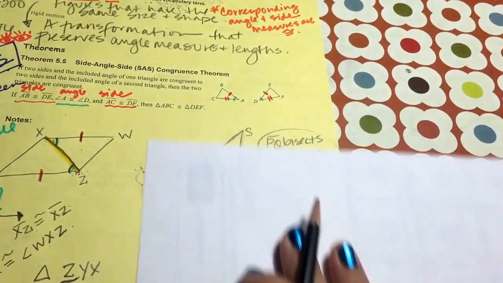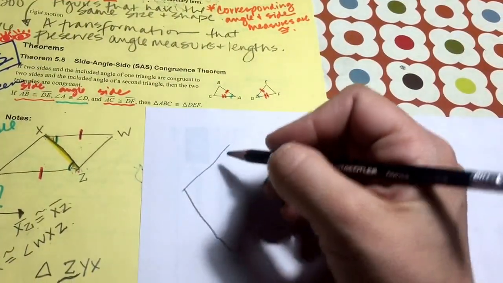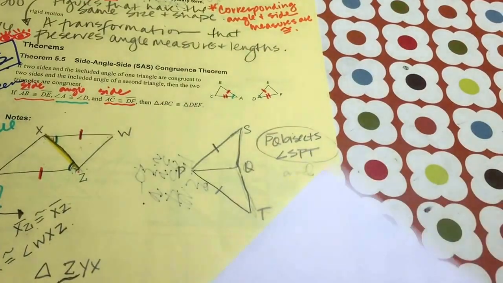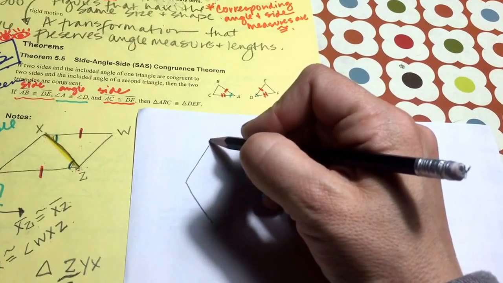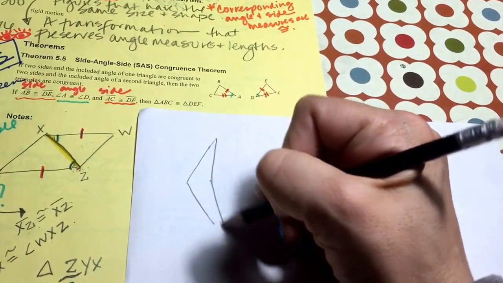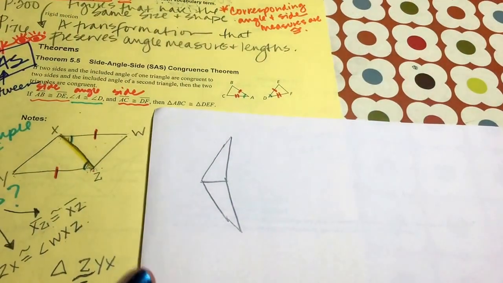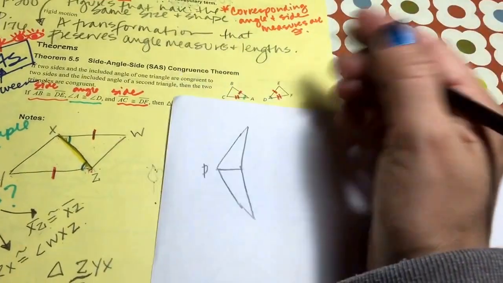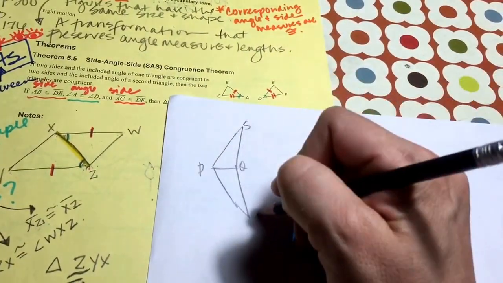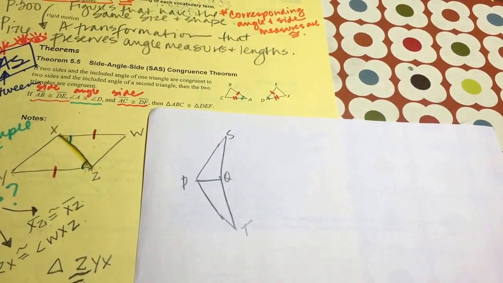Now there's one more. I'm going to redraw it. I don't like it. Kind of looks like, well, that's not very straight. There, something to that effect. There we go. Wow, terrible drawing. P, S, Q, T. So I'm going to give you some information about this awful drawing.